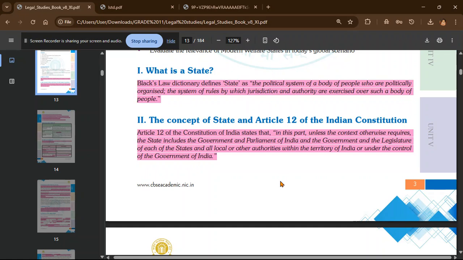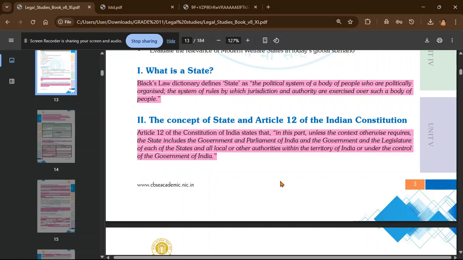So first, what is state? Black Law Dictionary defines state as a political system of a body of people who are politically organized, the system of rules by which jurisdiction and authority are exercised over such a body of people. What it basically means is that a state has a political system, and from that political system, the body of people that reside within the state are politically organized, and the system of rules by which jurisdiction and authority are exercised over such body of people is called a state.